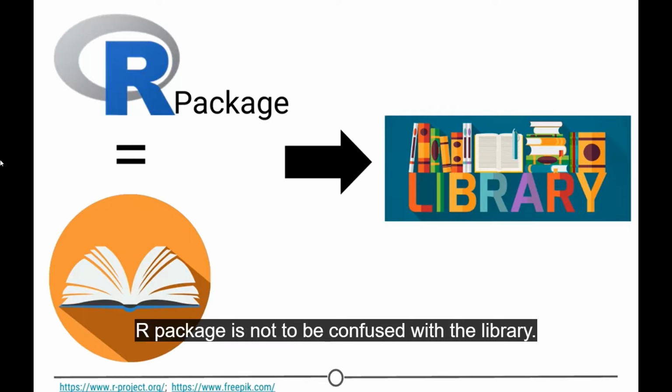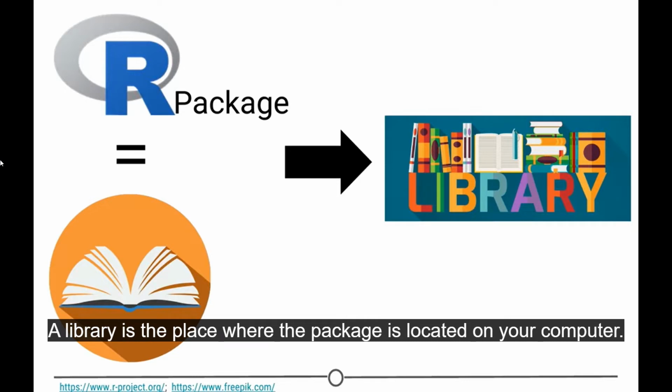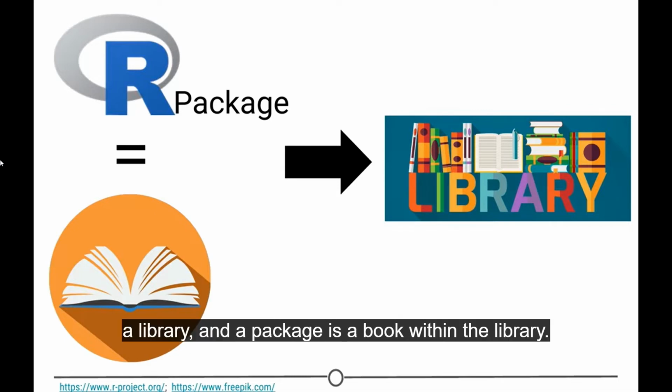A package is not to be confused with a library. These two terms are often conflated in colloquial speech about R. A library is the place where the package is located on your computer. To think of an analogy, a library is, well, a library. And a package is a book within the library. The library is where the books/packages are located.